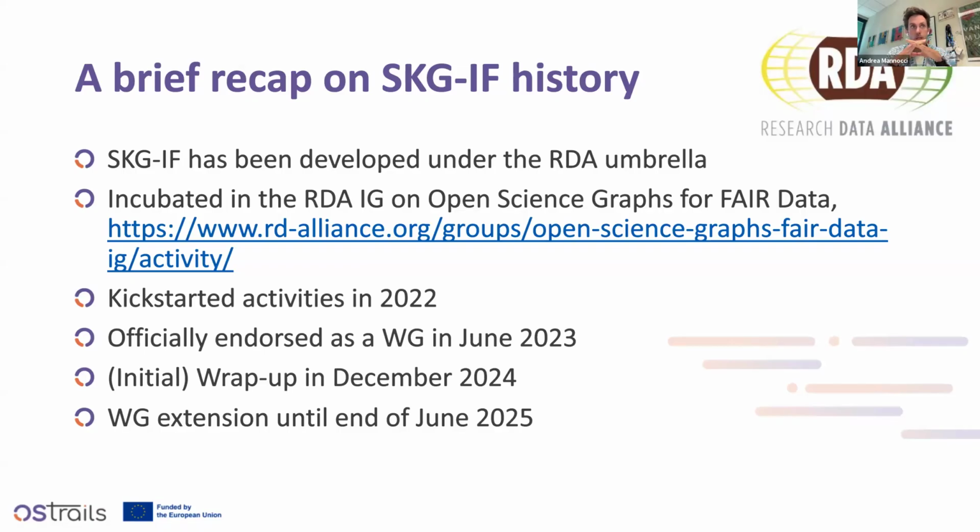Our activities about the interoperability framework started in 2022 and were officially endorsed as a working group, not an interest group, in June 2023. We intended to wrap up initially in December 2024, so last year, but we negotiated an extension until the end of June 2025, so we are almost there, in order to develop a few other things that we thought were burning, or in any case really sensible to be touched when wrapping up the working group in the first place. Most of them come from project setups such as OSTrails, and this is where OSTrails comes into play and actually made most of the contributions to this work, which was started previously under the RDA.